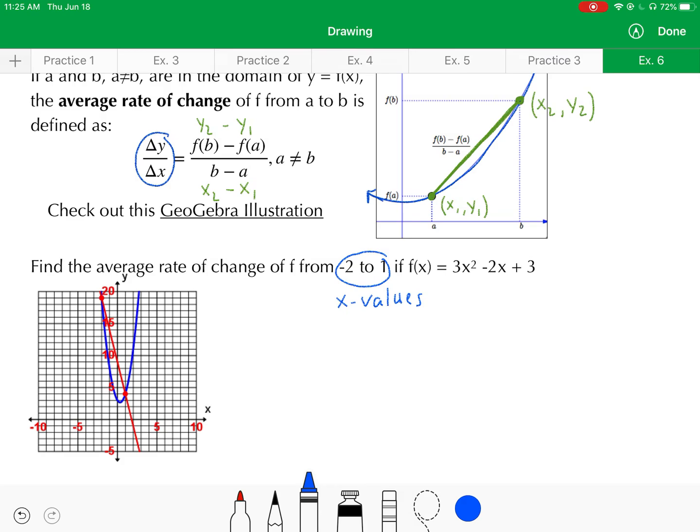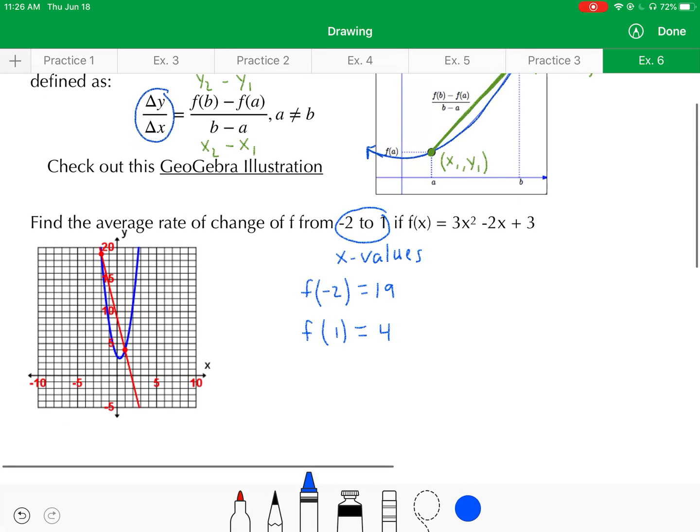So what we need to do first in order to utilize the formula for average rate of change is we need to evaluate the function f at both negative 2 and at 1, which we can do algebraically. We can plug negative 2 in for x, we can plug 1 in for x, and we can see what the y's are. Or in this case, we have the graph in front of us. So I'm just going to kind of cheat here, and I'm going to say that f(-2) is equal to 19, and f(1) is equal to 4.